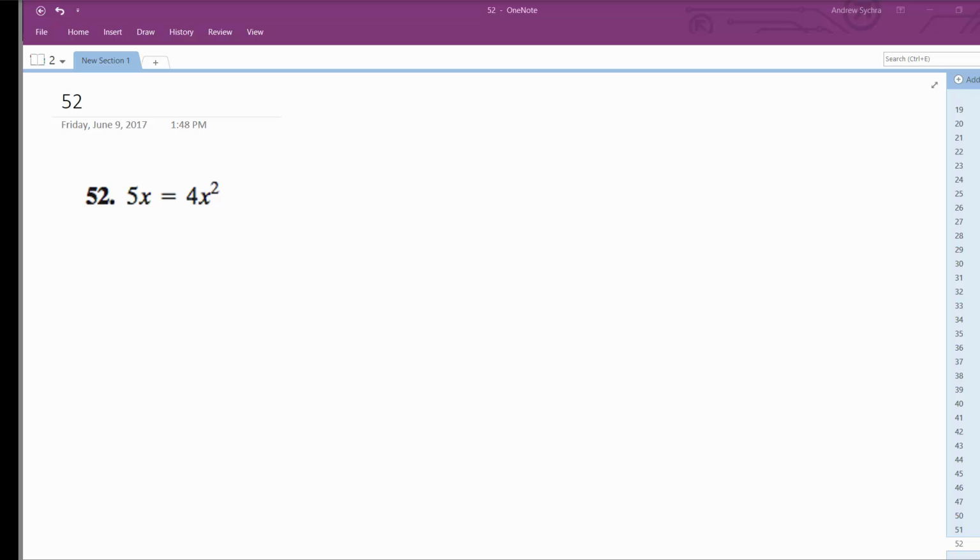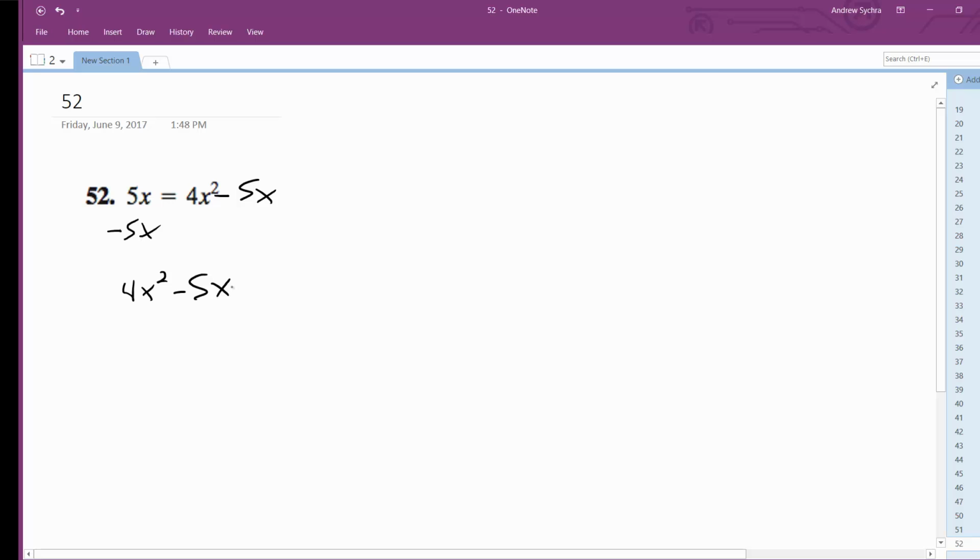I'm gonna solve this problem. What I'm gonna do is move 5x to the other side. So I get 4x squared minus 5x, and then I'm gonna pull out a 4. So I get x squared minus 5 over 4x, and then take half of this, which is 5 over 8. Square that, 25 over 64.